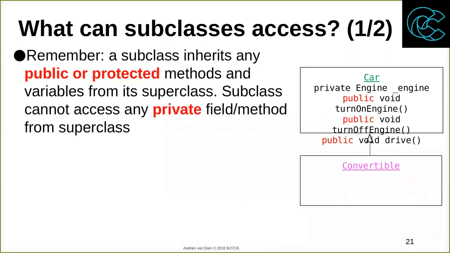Now the other question is, what can these subclasses access? Let's say you have your car and car has a couple of methods. One is public void turnOnEngine, then you have public void turnOffEngine, and then the drive method. In this case, what are all the methods that the convertible can inherit from car? What do you think is the answer? Can it inherit all three or only some of them? Someone unmute and answer the question. All three? Yeah, all three. Since all three are public, convertible can inherit all three.